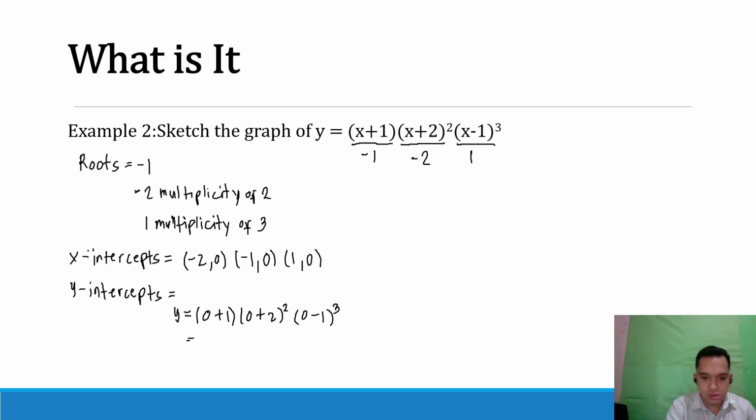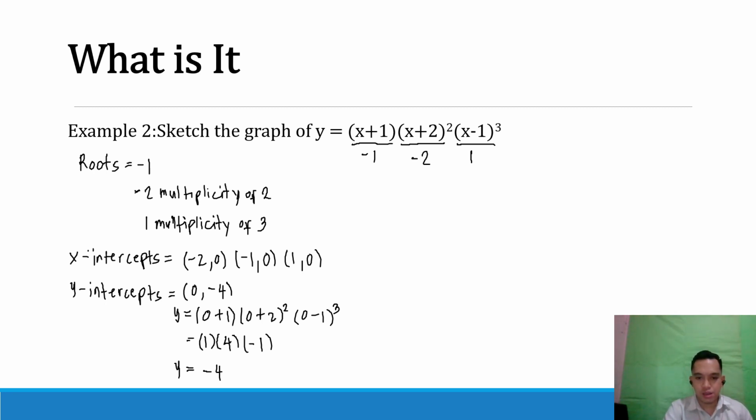Okay? So, 0 plus 1 is 1. 1 times 0 plus 2 is 2. 2 squared is 4. Then, 0 minus 1 is negative 1. So, negative 1 cube is negative 1 pa rin. Then, simplify. 1 times 4 times negative 1 is negative 4. So, yan yung ating y-intercept. Ang ating x-coordinate is 0 at ang ating y-coordinate is negative 4, since y-intercept naman ang ating hinahanap dito.